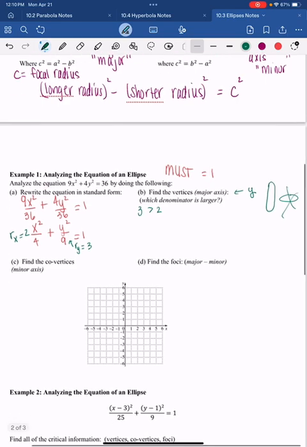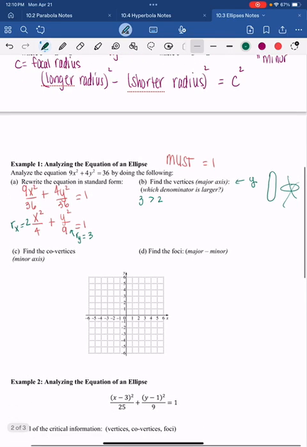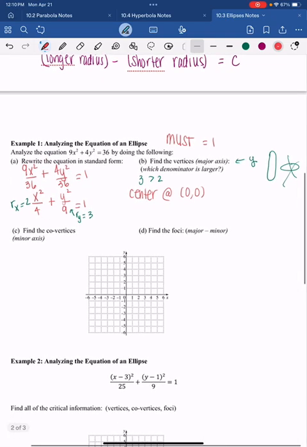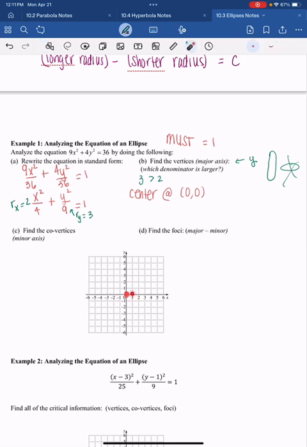Okay, so the center of this ellipse, there's no shift. So the center of this ellipse is at the origin. There's no h, there's no k. Okay, great. So the center of my ellipse, I'm going to graph this, is going to be at the origin. My y radius is 3. So from the origin, I'm going to go up 3 and I'm going to go down 3, and that's going to represent my major axes, and the major axes vertices.